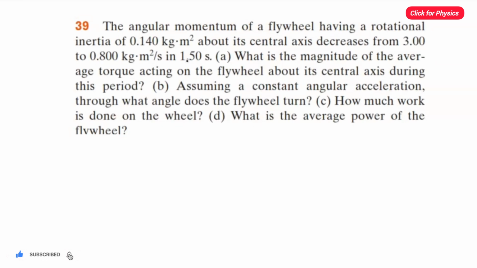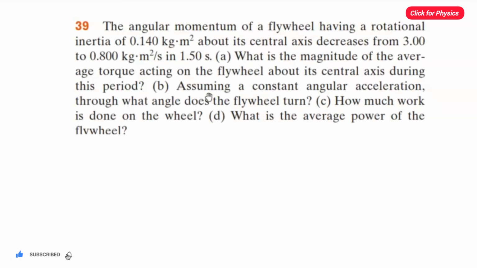So let's read the first question. What is given in the first question? We have to find the magnitude of the average torque acting on the flywheel about its central axis during this period. That means we have to find the value of torque tau, the average torque. What is the formula for average torque? It is nothing but the change in angular momentum divided by the change in time. That's the formula we studied in chapter number 11 in the theory class, right? So I have to use that formula.